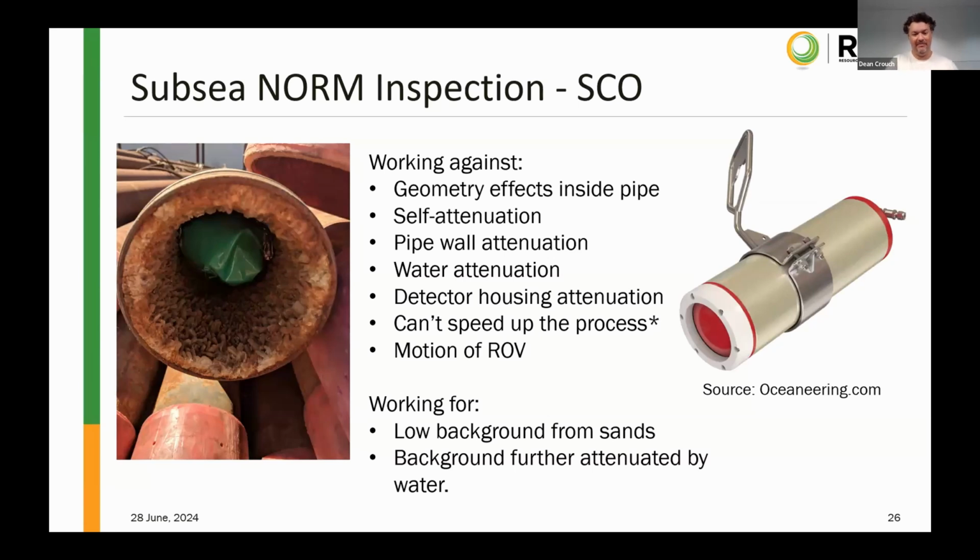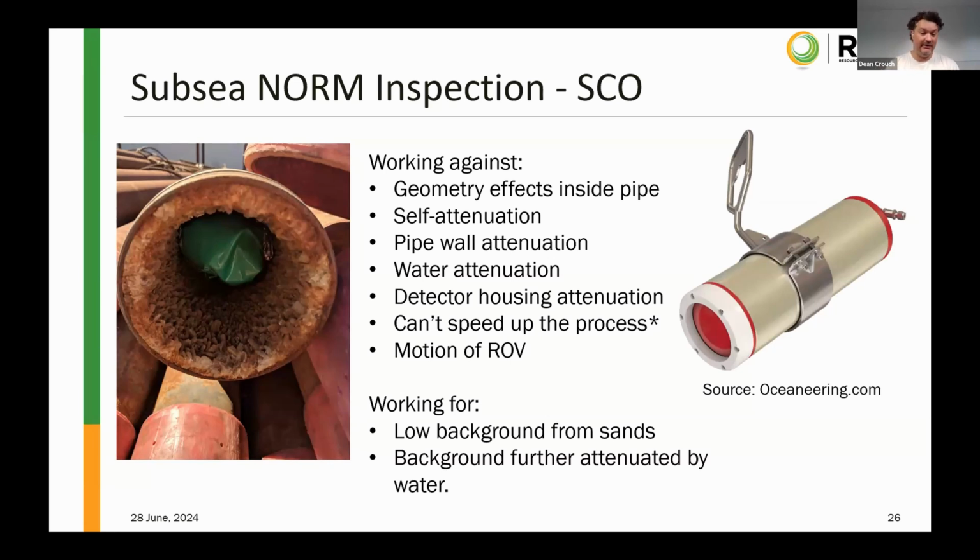So the ROV operators will try and back off a little bit so they don't bang it into the pipe, but then it doesn't take a lot of water for your signal to be almost completely attenuated. So there's a real dance between getting it done well, not breaking stuff, and just dealing with the environment.